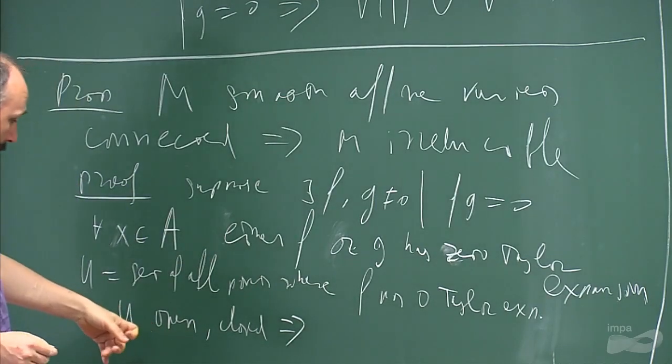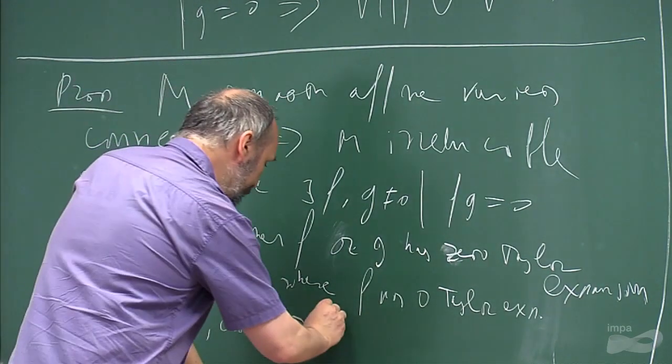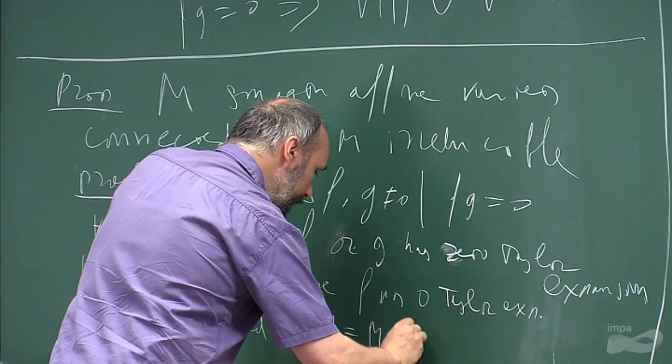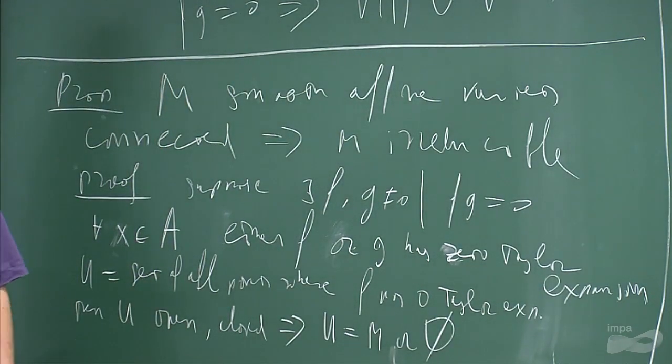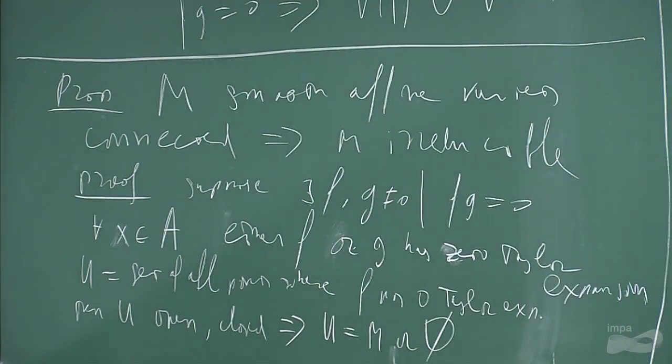If you have an open and closed subset of a connected manifold, it's either the empty set or the whole M. And we are done, because this means that either f is 0 everywhere or g is 0 everywhere. Okay, the converse is obviously not true. Should remember this.